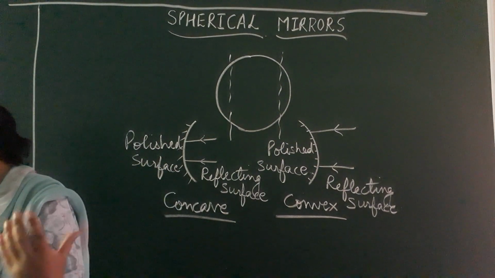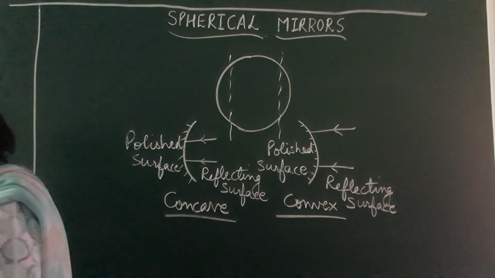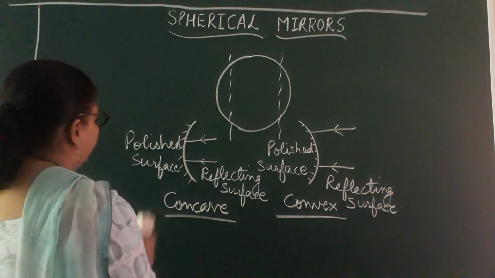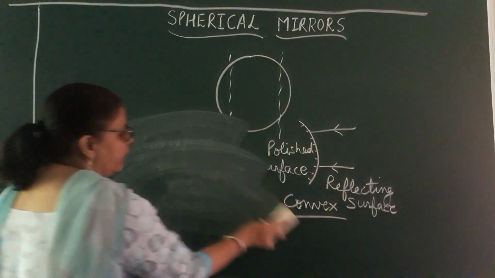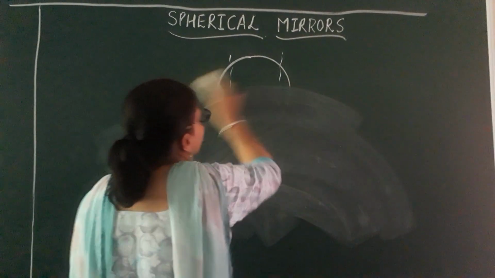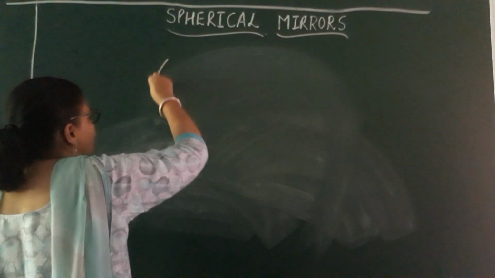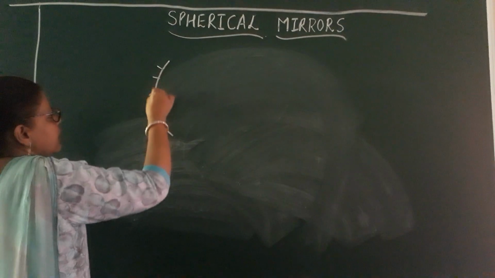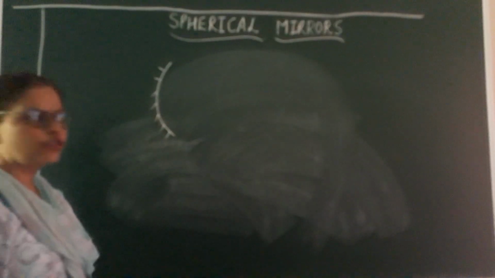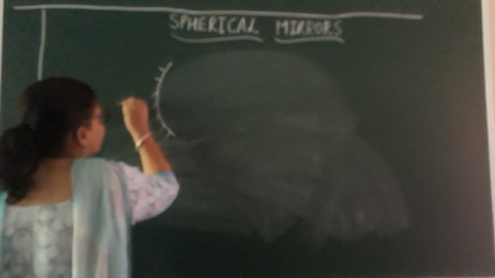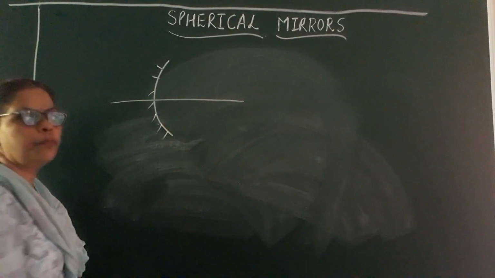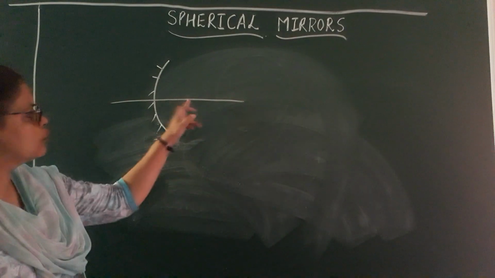So now, after I have introduced the two mirrors to you, I will come to the point of why concave is called a converging mirror and why convex is called a diverging mirror. Just have a careful look, children. I am first drawing the concave mirror. You can see that this is a concave mirror which I have drawn, and I will draw a straight line which is called the principal axis which passes through it.